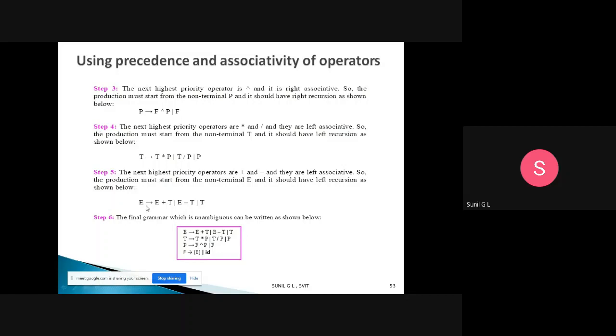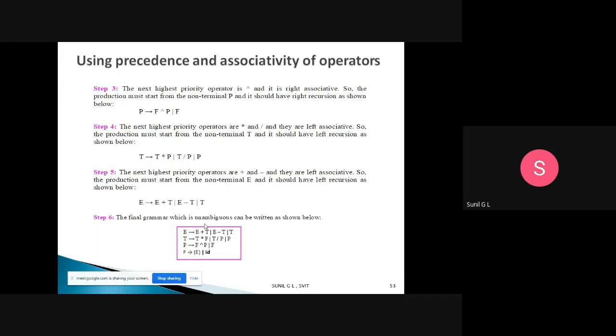Okay, so that is E tends to E plus T, or E minus T, or it will be T. Now you combine all those things from ascending to descending. So here E tends to E plus T or E minus T. Then T will be replaced with T star P, T slash P, or P, and P will be replaced with F square P or F. F will be replaced with E or ID. So this is the final grammar, which is unambiguous, and it can be written as shown below.